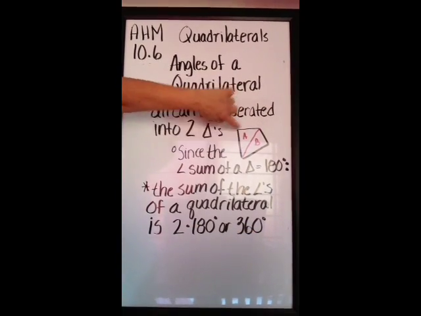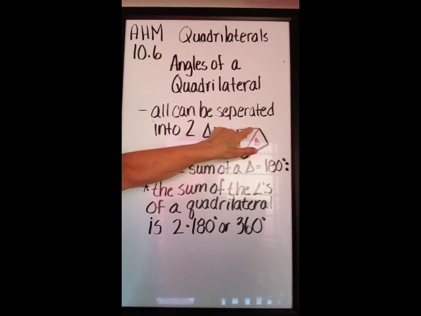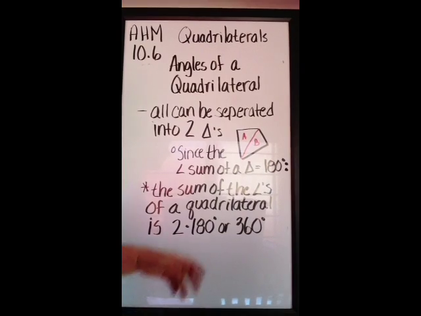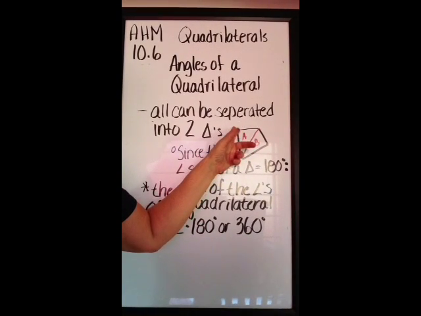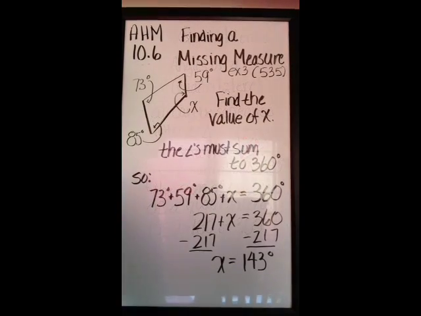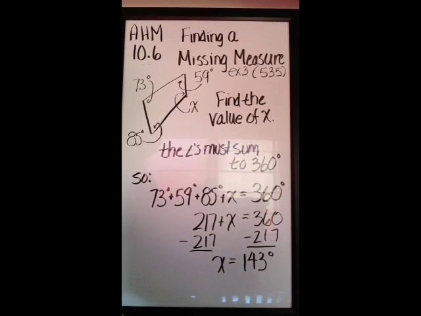If each of these triangles' angles sum to 180, that plus that plus that equals 180, that plus that plus that equals 180, then the angles of the quadrilateral must sum to 360. So we can use that piece of information to find a missing measure when we don't know one of them in a quadrilateral. This is example 3 on page 533.